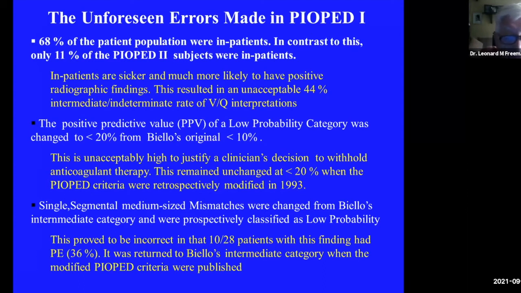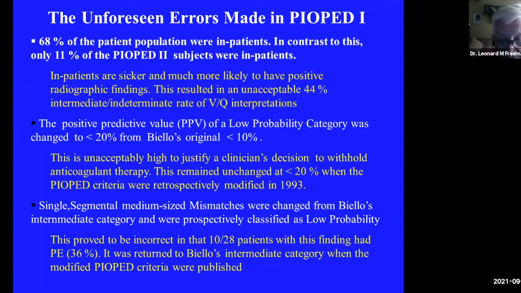68% of the patients were inpatients. Well, inpatients are sicker than outpatients, so they're more likely to have positive x-ray findings. And so this resulted in a very unacceptable 44% intermediate or indeterminate result. Well, that's no good. I mean, what good is any scientific study that's got almost a 50% indeterminate range? So this was a problem.